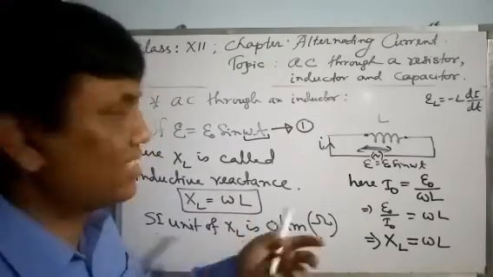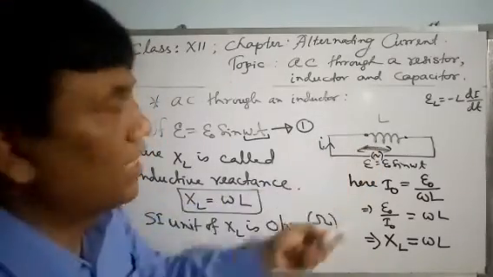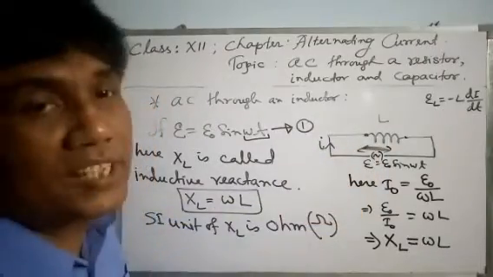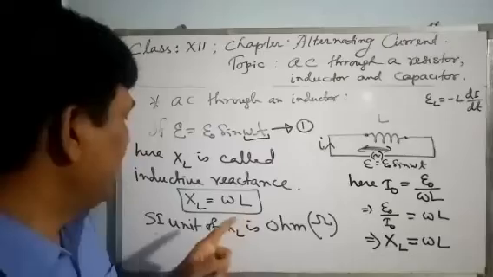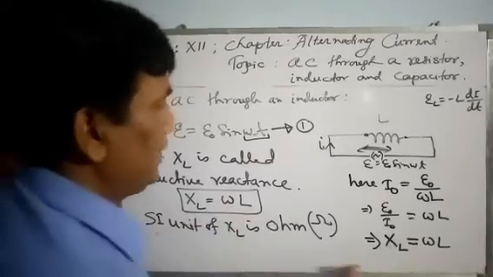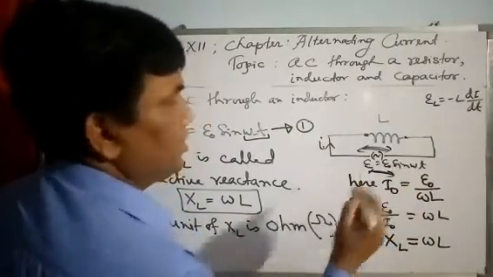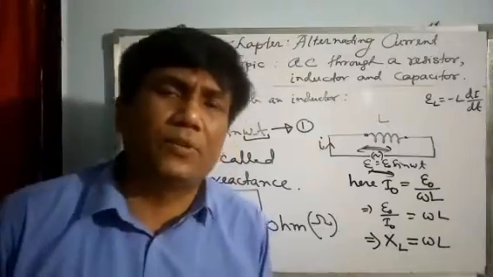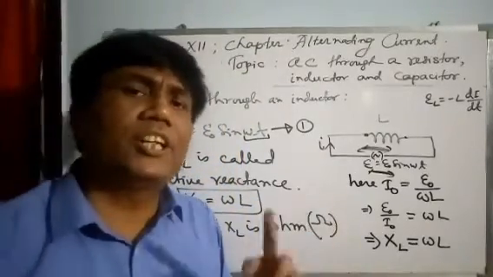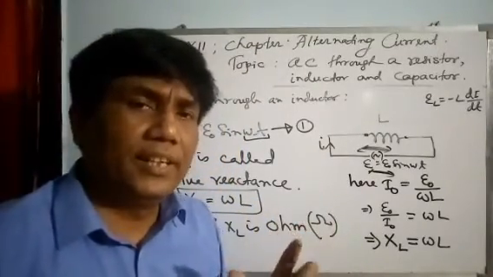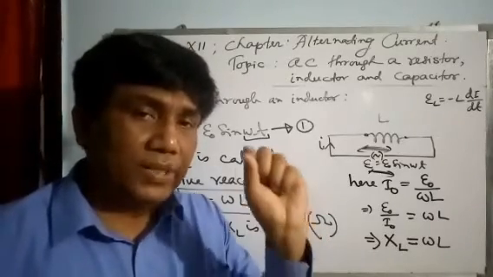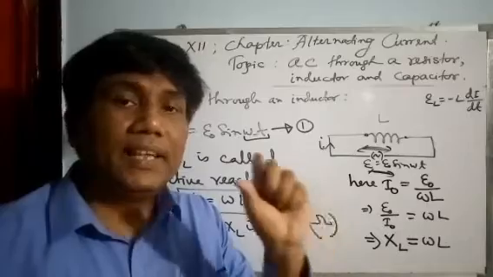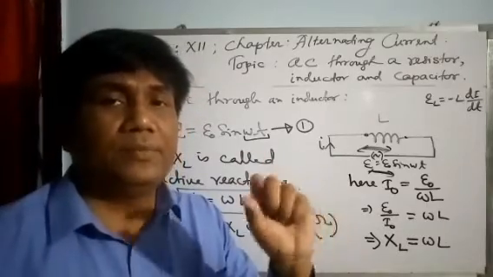How it reacts, how it responds, how the inductor responds to AC. Remember, an interesting figure is given here. If omega is more, it means the frequency of AC is more. You know, what is the frequency of AC in India? Alternating current, what is the frequency in India? Yes, 50. It is 50 hertz, the AC frequency normally.